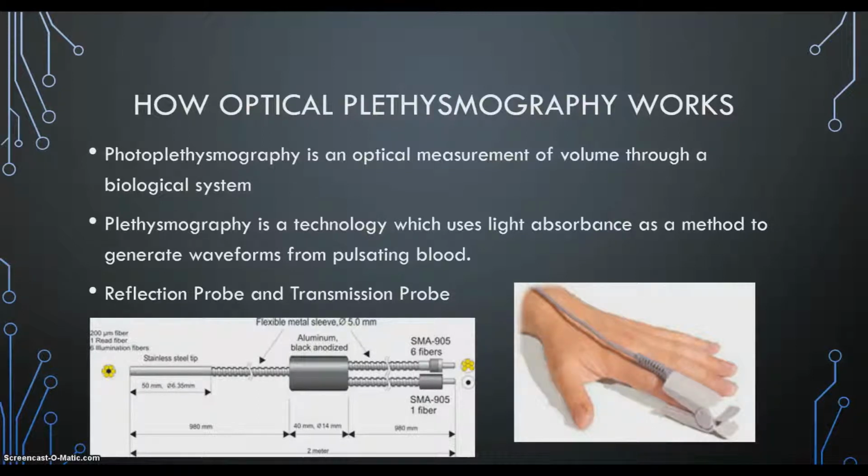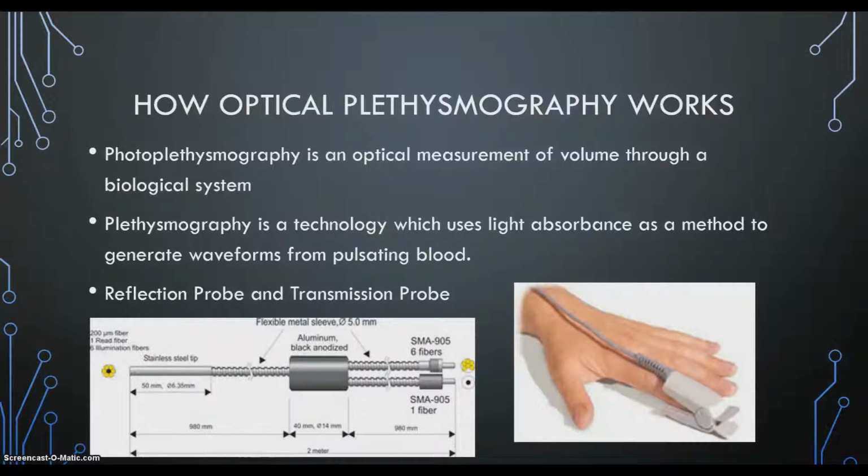Photoplethysmography is an optical measurement of volume flow through a biological system. Plethysmography is a technology which uses light absorbance as a method to generate waveforms from the pulsating blood. In a reflection probe, the light-emitting sources are located adjacent to one another in the probe, and the photosensors capture the amount of light that diffracts from the skin.